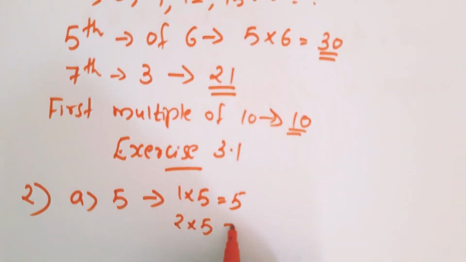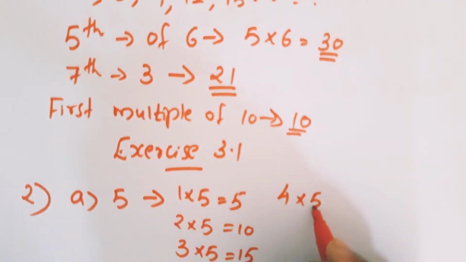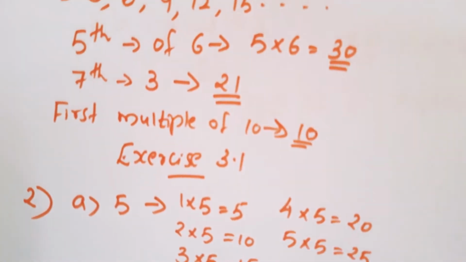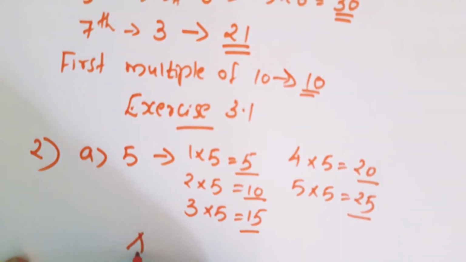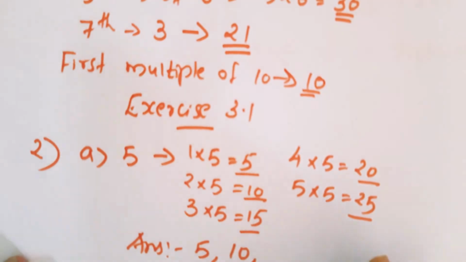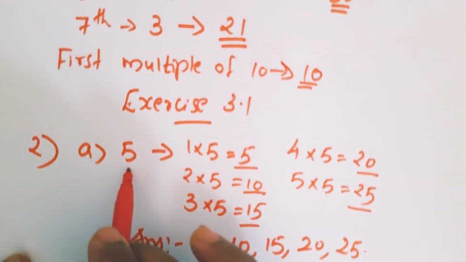2 into 5 is equal to 10. 3 into 5 is equal to 15. Then 4 into 5 is equal to 20. 5 into 5 is equal to 25. So now here we got the answer. The first 5 multiples of 5 are 5, 10, 15, 20, 25. So you have to rewrite the answer: 5, 10, 15, 20 and 25 are the first 5 multiples of 5.